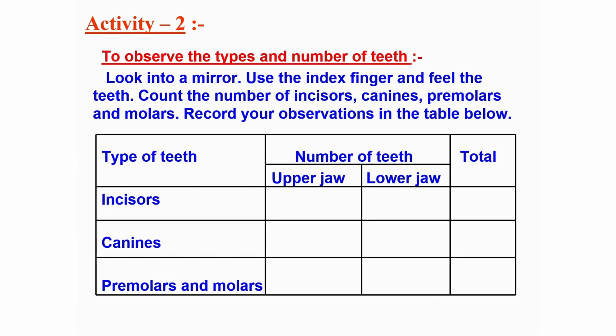Activity 2. To observe the types and number of teeth. Look into a mirror. Use the index finger and feel the teeth. Count the number of incisors, canines, premolars, and molars. Now record your observations in the table below. You can note it down in your notebook.